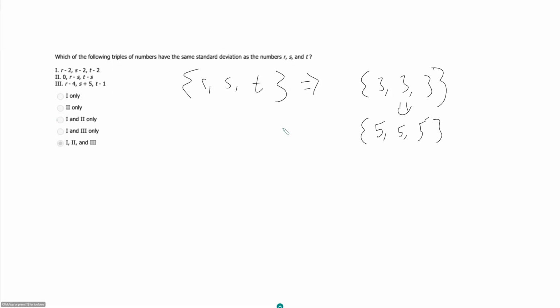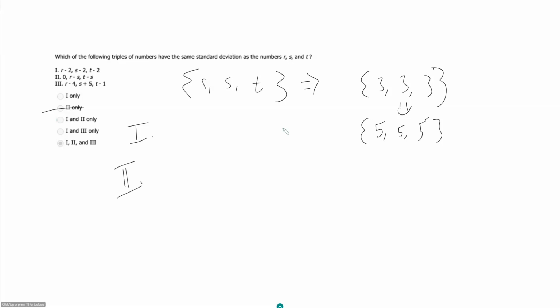So here, if we look at our statements, statement 1, we just subtract 2 from every number, so that should have the same standard deviation. And so 1 is going to be true, so we can eliminate B, and that's it, I guess.